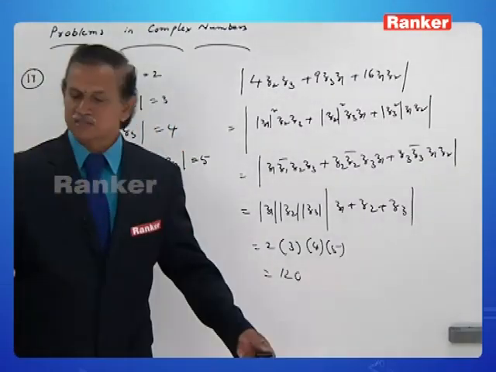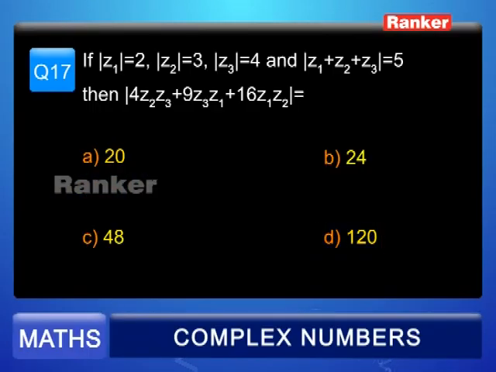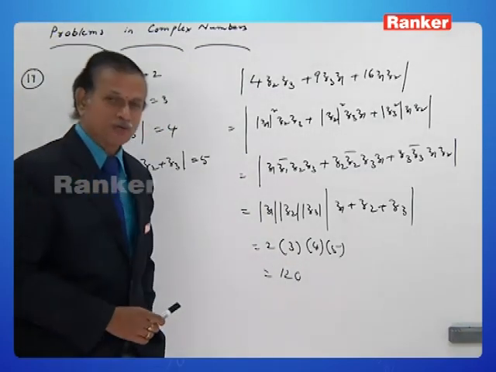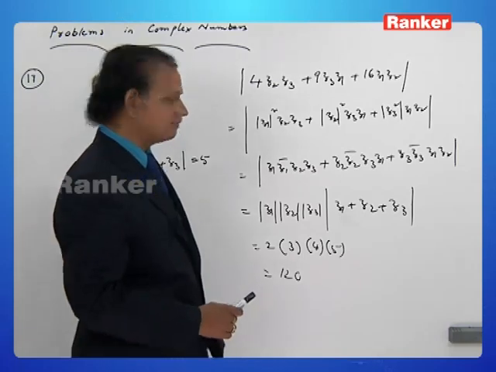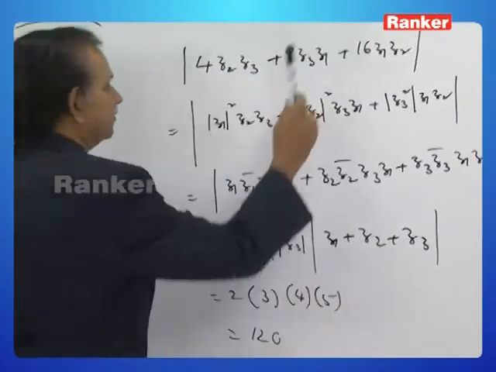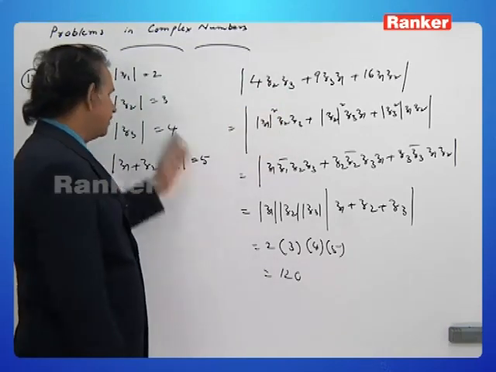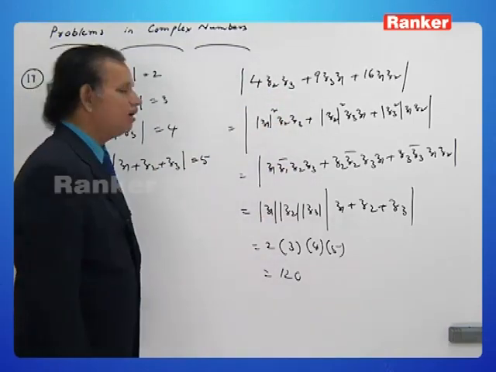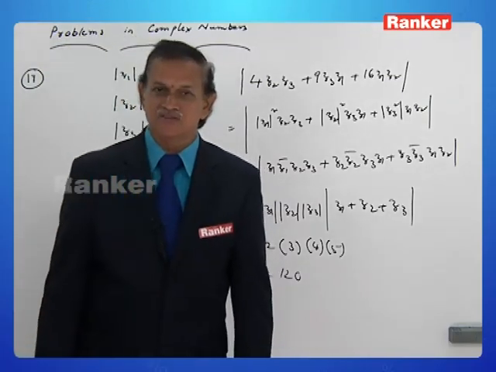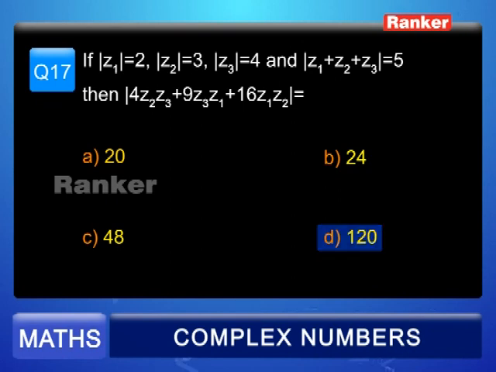Is it available? Yes, of course. It is available in the fourth option, that is option D. Option D is the right option and the right answer is of course 120. That is about the question. The crucial point in making an attack on the question is you are supposed to make use of 2, 3, 4, 4, 9, 16. You can see 4 as 2 square, that is mod Z1 square, 9 as 3 square, that is mod Z2 square, and 16 as mod Z3 square. By getting the simplification as shown in the solution, we can have the answer as 120.